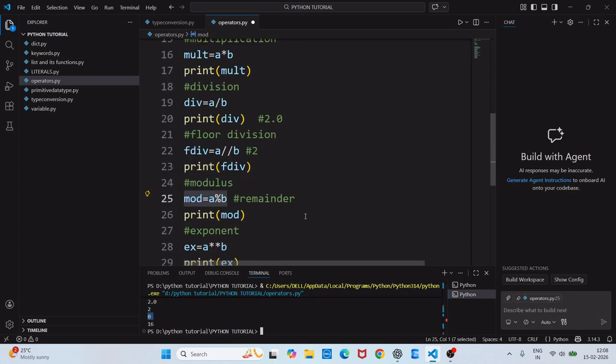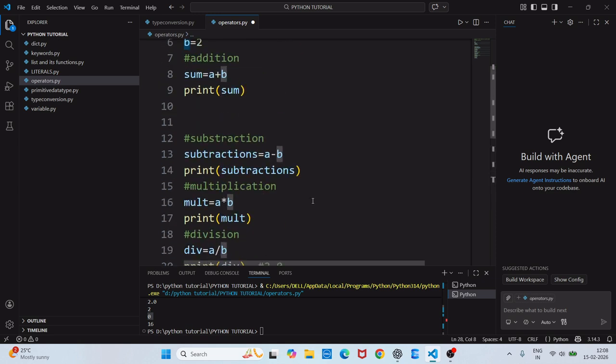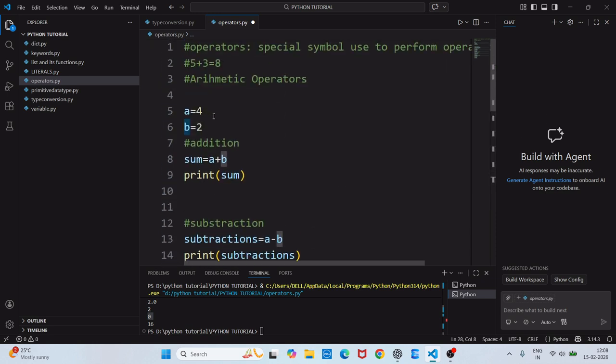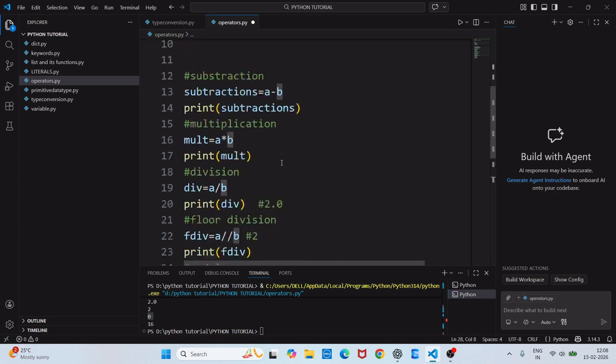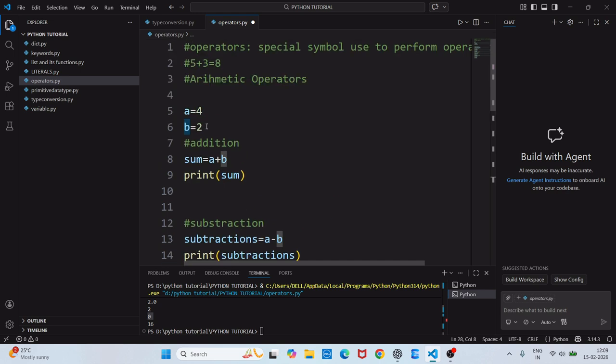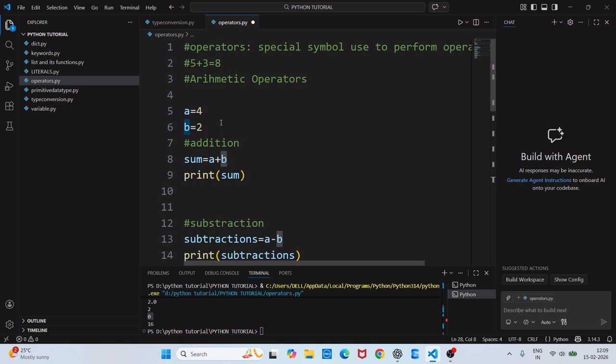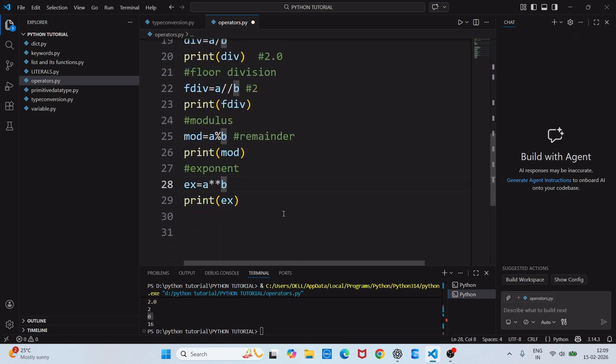And the last one is exponential. Exponential means if you want to find the power of a number. For example, our a is 4 and b is 2. You can see a to the power b. What is a? A is 4. What is b? B is 2. So when you write 4 to the power of 2, you will get 16.